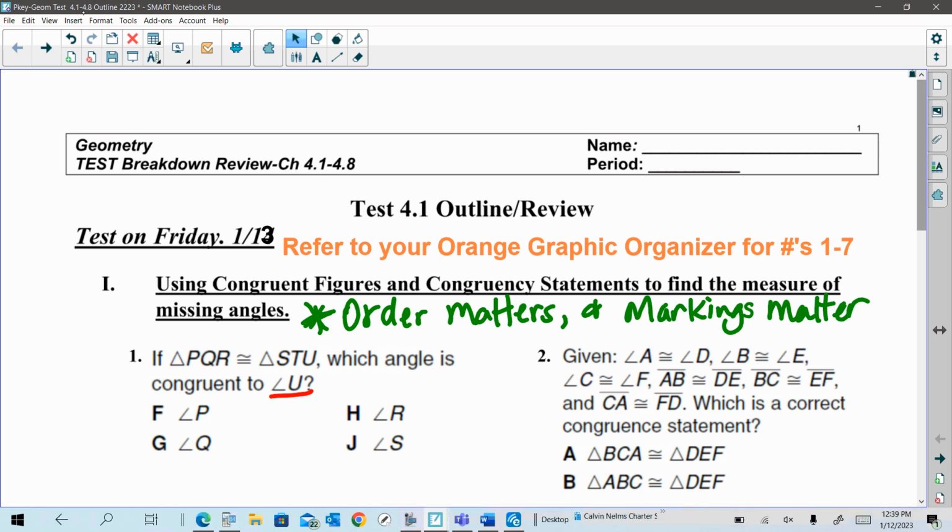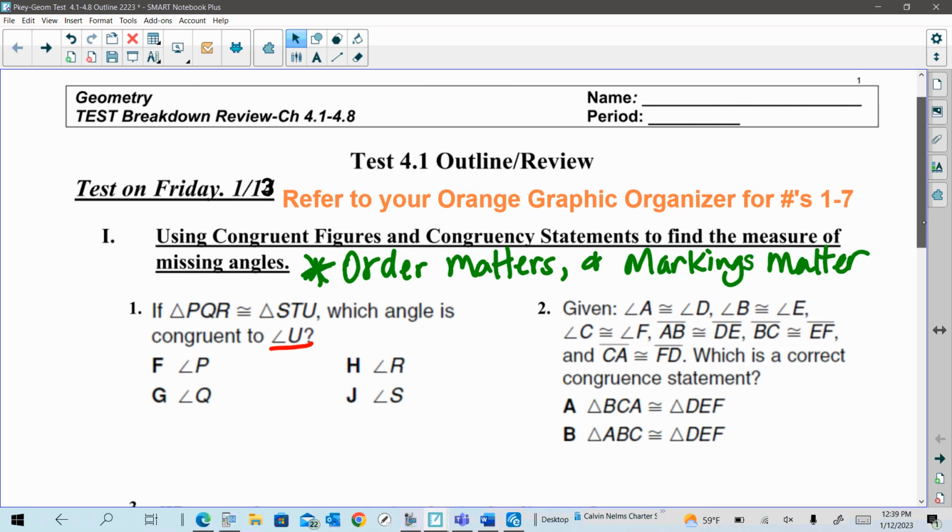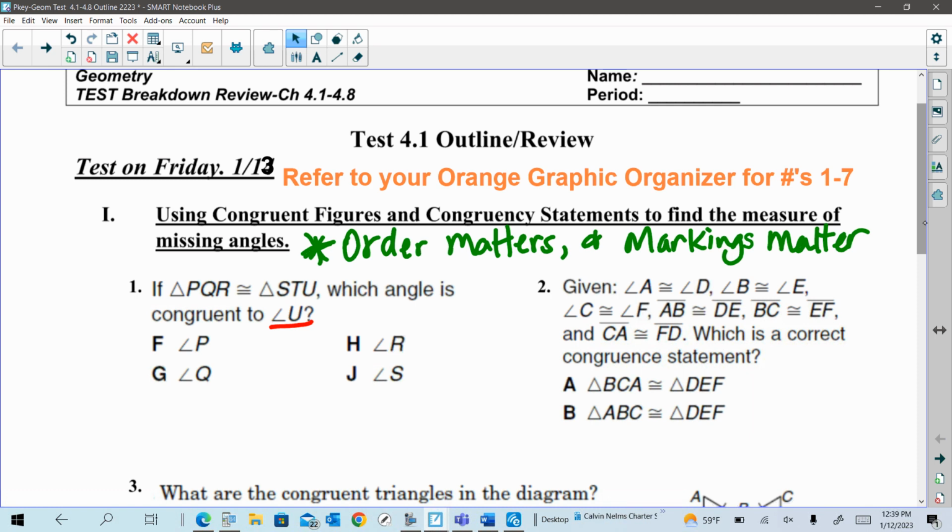Alright, guys. I will post this partial key as well, for you to check your understanding, but if you need references to help you study, I have it listed.